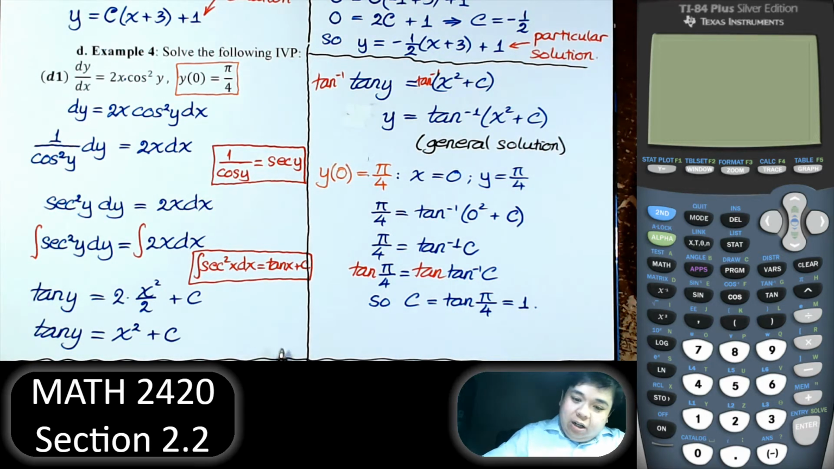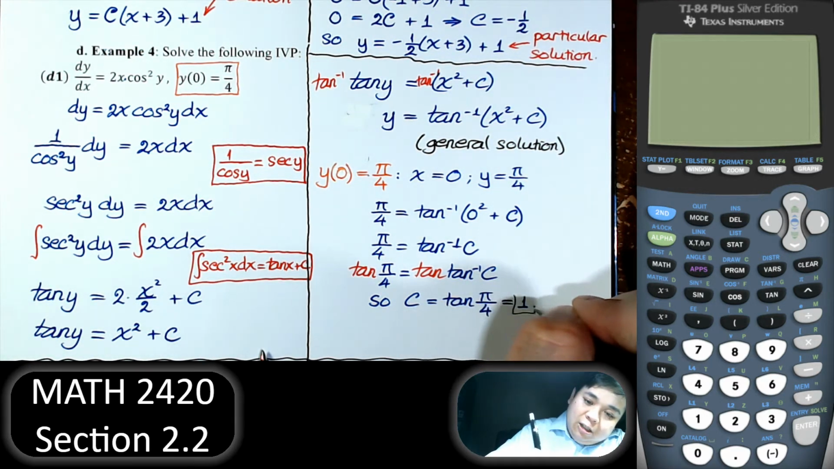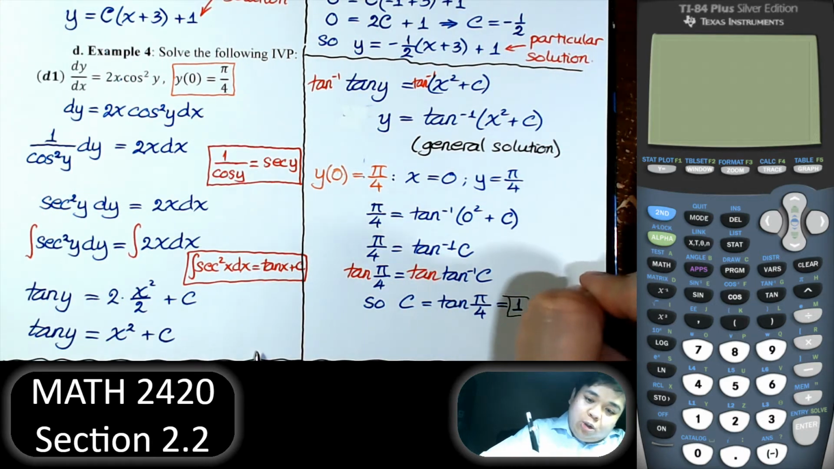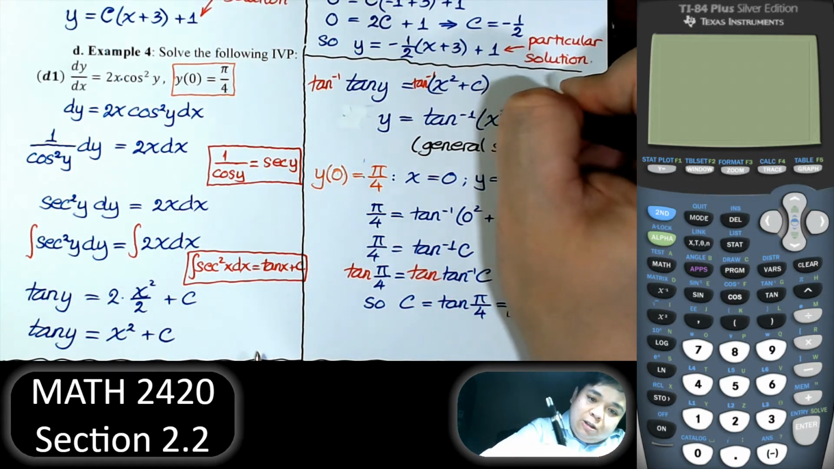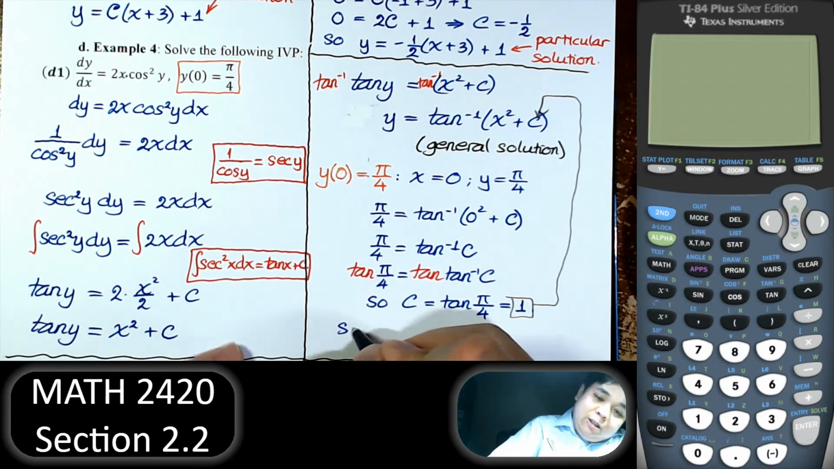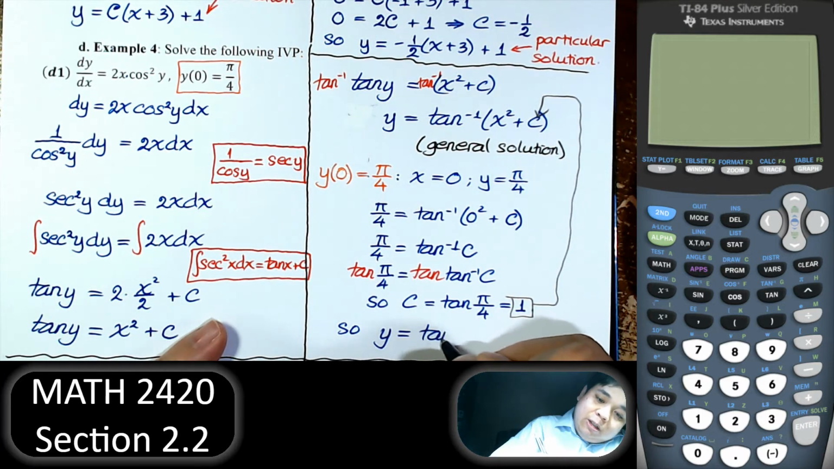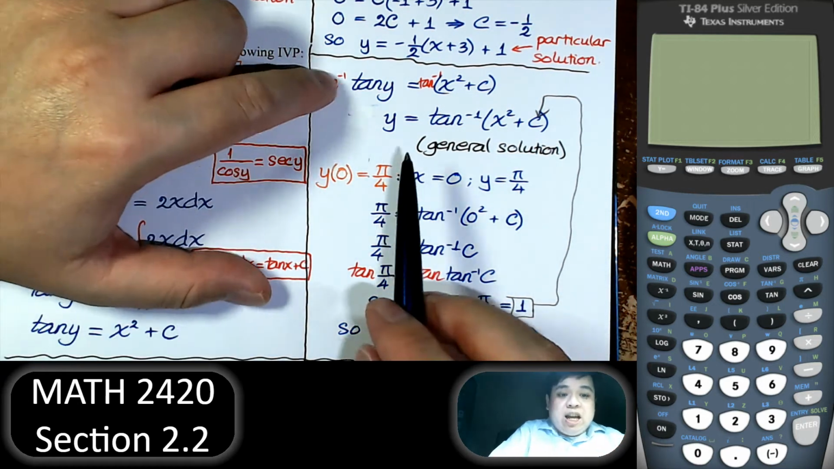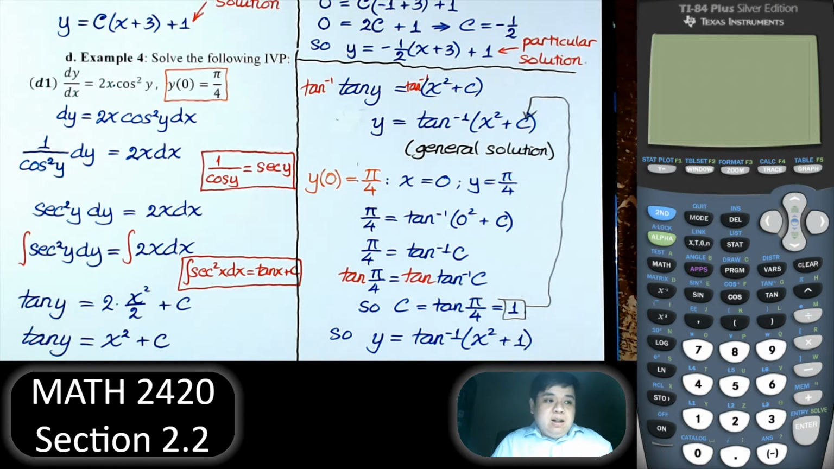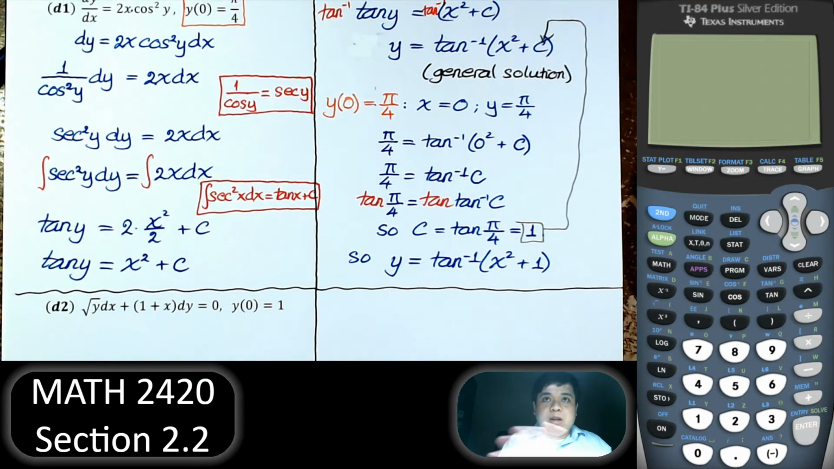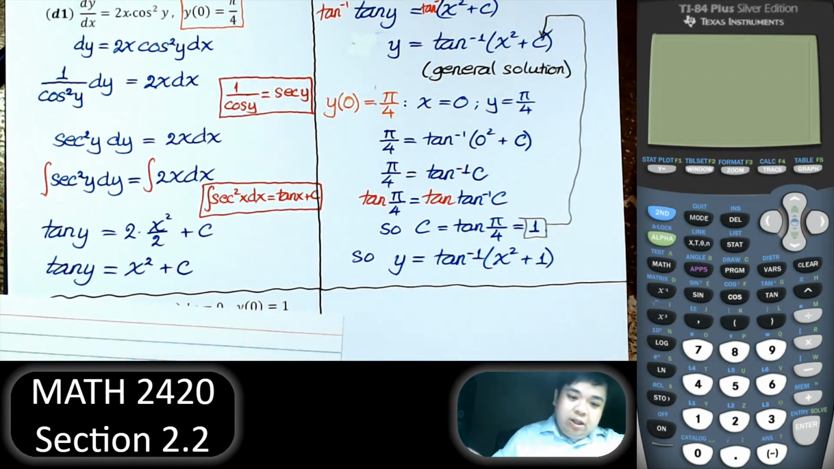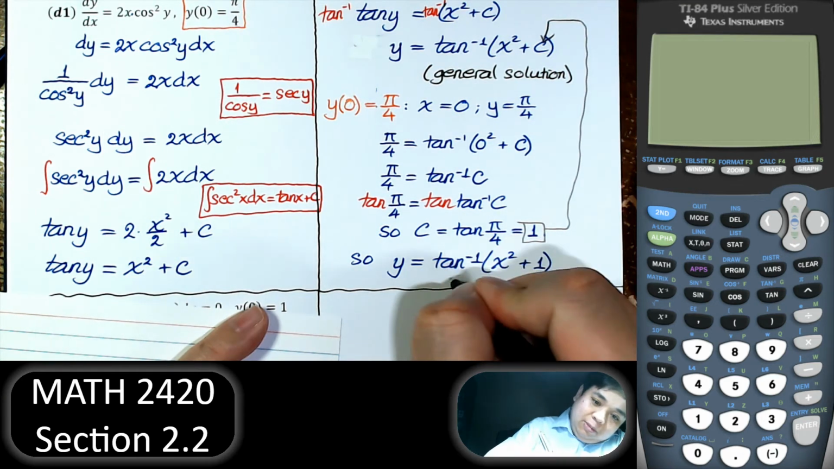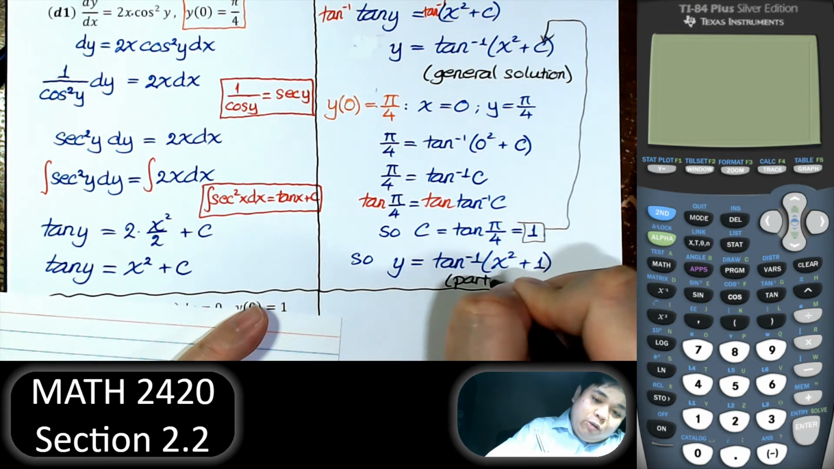So once we have 1, we can substitute that back into the general solution. And we have the solution y equal to tangent inverse of x squared plus 1. Right, first I said tangent and tangent inverse do not always cancel like that, because we have to consider the domain and range in the inverse function. Right, so there's nothing wrong here, that's perfectly right. And this is the particular solution for the initial value problem.